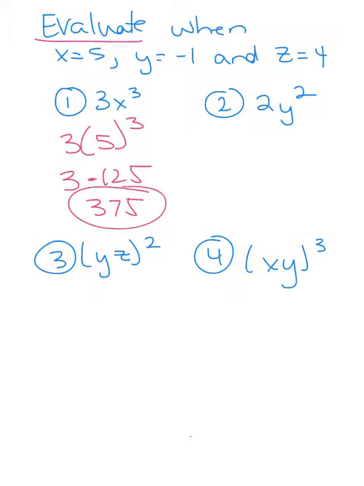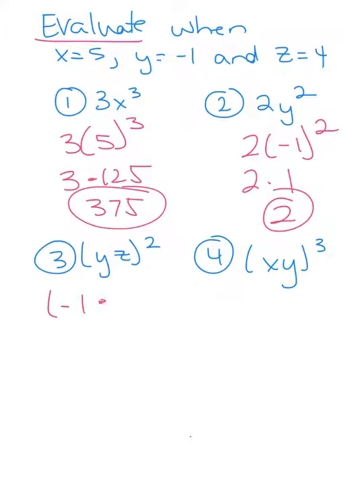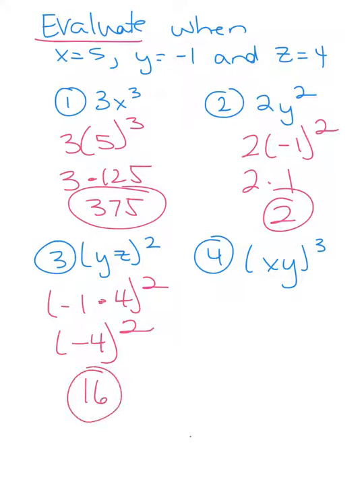In number 2, I'm going to do the same thing. y is equal to -1. I'm going to square that. So I have 2 times -1 squared is +1. So my value there is 2. In number 3, I have y is -1 times my z is 4, and I'm going to square that. So again, using our order of operations, we have to get rid of our parentheses first. So -1 times 4 gives us -4. And now I'm going to square that. -4 squared has a value of 16.